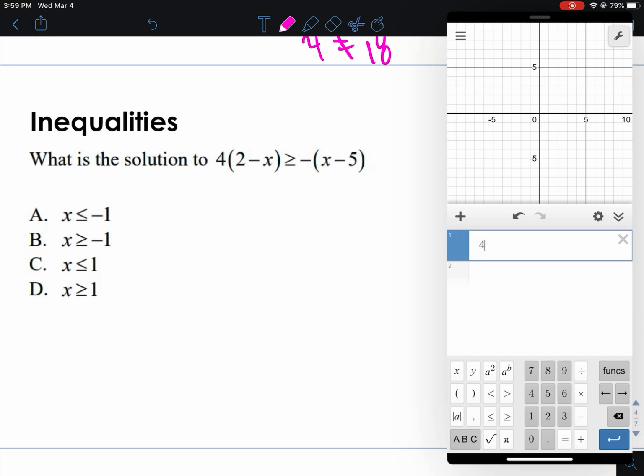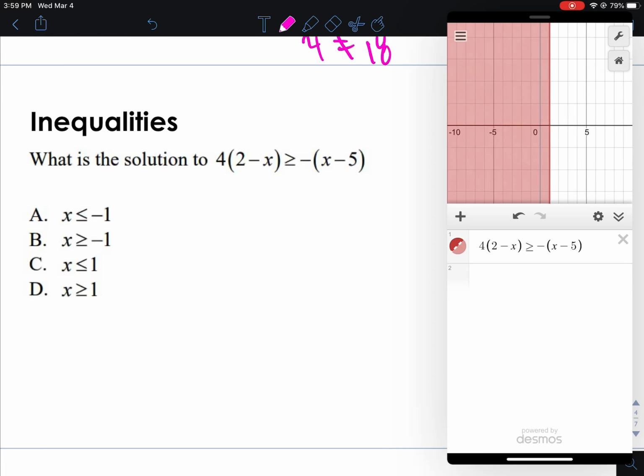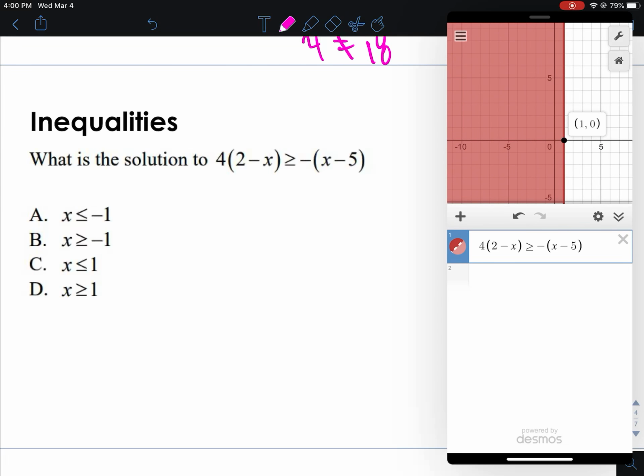We're going to type it in just as is, 4 times 2 minus x, and then there's a greater than or equal to button on here, and then negative x minus 5. Desmos knows how to shade, so again, they're giving you a vertical line because they're really solving this inequality for you and then graphing it. So that's the math that's happening on where they're getting the answer from, but you can see that it's definitely intersecting at the 1, so you can immediately eliminate A and B.